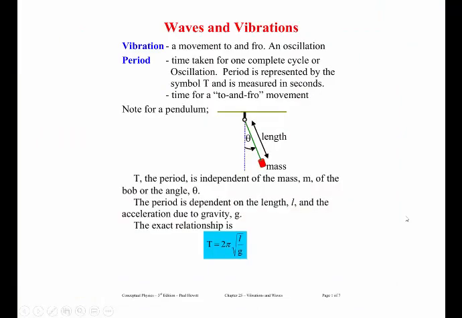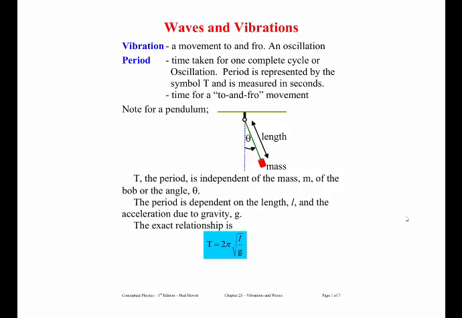So we can look at waves and vibrations again by looking at something that's very familiar, and in this case it happens to be a pendulum, right? So vibration just means a movement to and fro, some kind of oscillation, and we know that a period is the time that it takes for one complete cycle or a complete oscillation. And so for a pendulum, the period is independent of the mass, right?